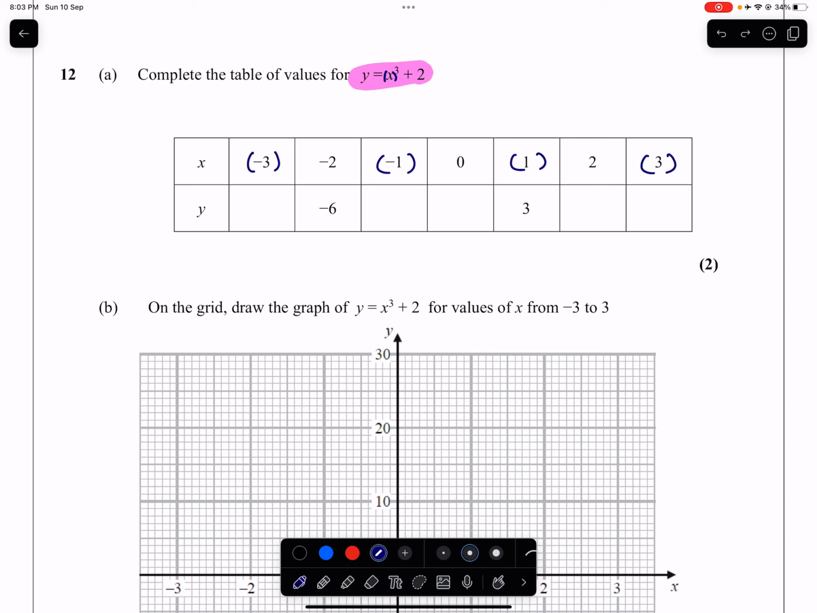If we sub minus 3 in, we're going to end up with an answer of minus 25. If we sub minus 1 in, we get 1. 0, we get 2. 2, we get 10. And 3, we're going to end up with 29.